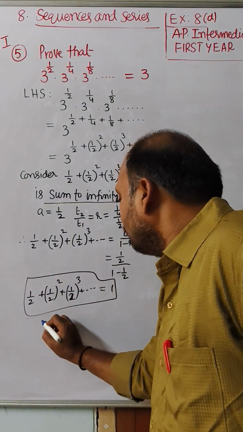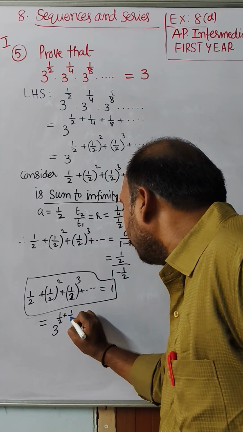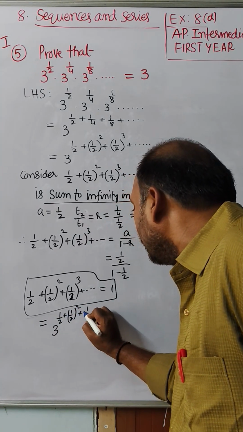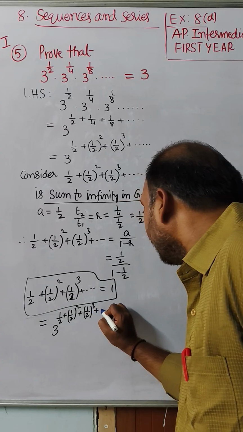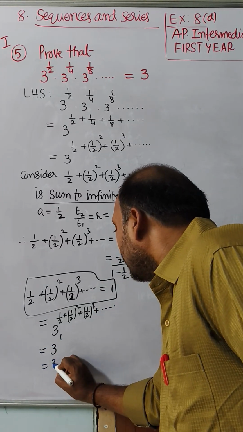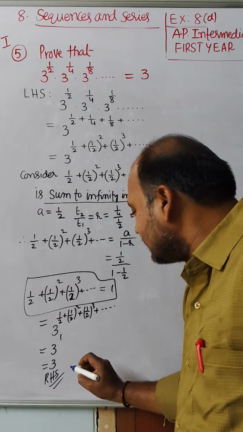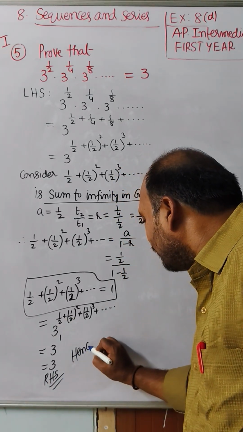Therefore 3 power 1 by 2 plus (1 by 2) square plus (1 by 2) cube and so on is equal to 3 power 1. That is equal to 3, the required RHS. Hence proved, dear students. Hence proved.